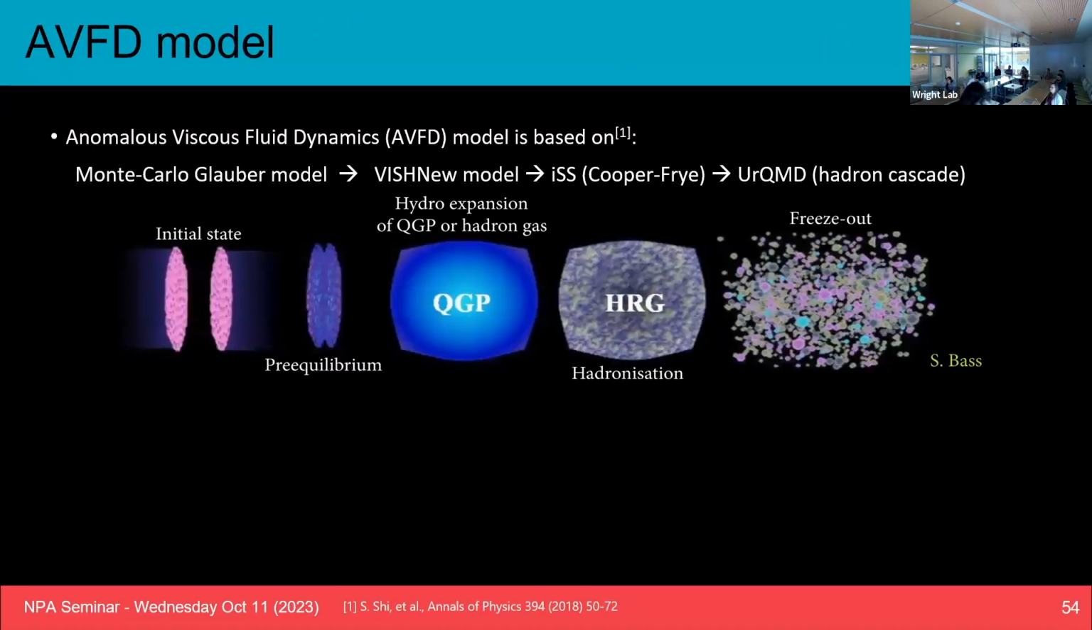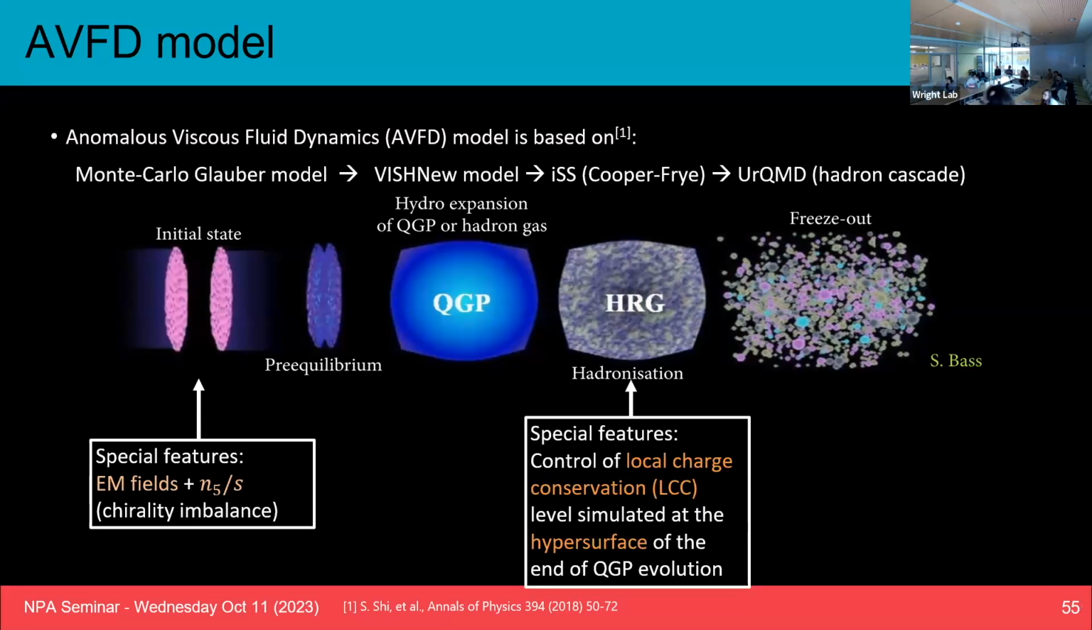Okay, so finally, the AVFD model. This model is similar to basically any kind of heavy ion simulation. You have to start with a global initial state, then you have the hydro expansion, and after the expansion, you have the Cooper-Frye for hydronization. Then you have UrQMD for the hadron scattering.